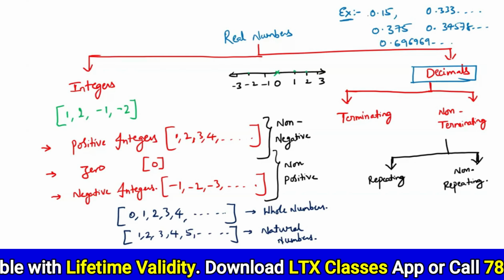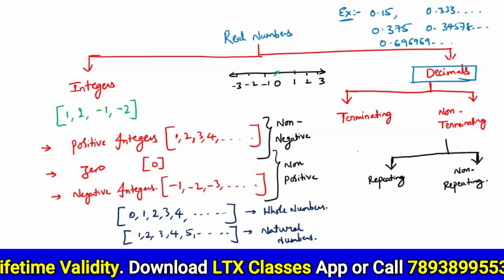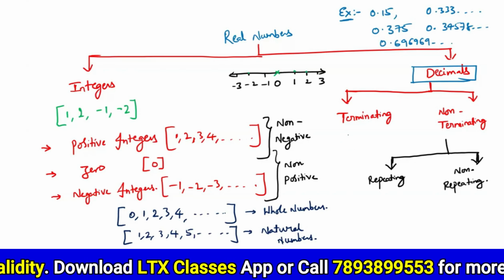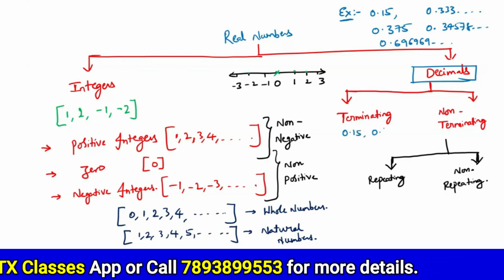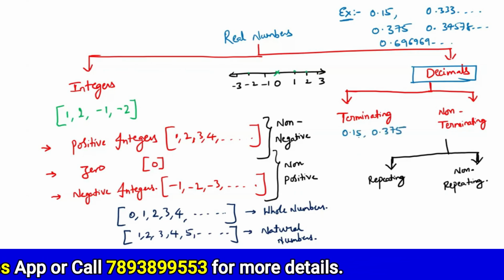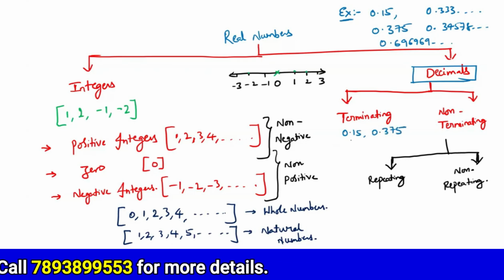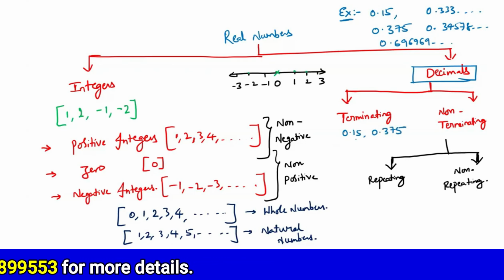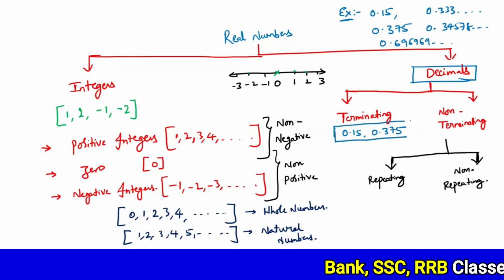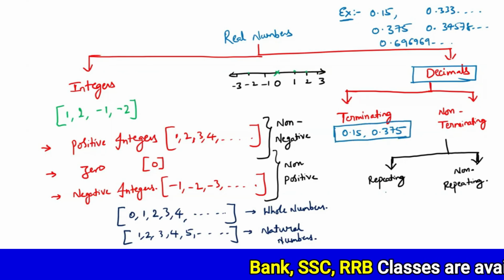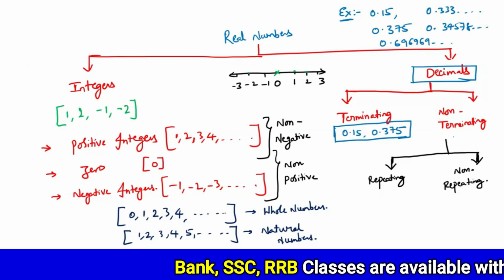And again, we have to further segregate all these types of decimals. Regarding terminating decimals, we take examples like 0.15 and 0.375. These are called terminating decimals because after the decimal point, the numbers will not be repeated. In 0.15, after 5 there is no repetition, in both examples. So these types of examples will be considered as terminating decimals. And now regarding repeating decimals, non-terminating repeating decimals.